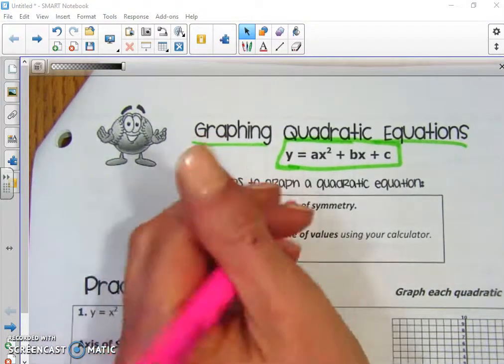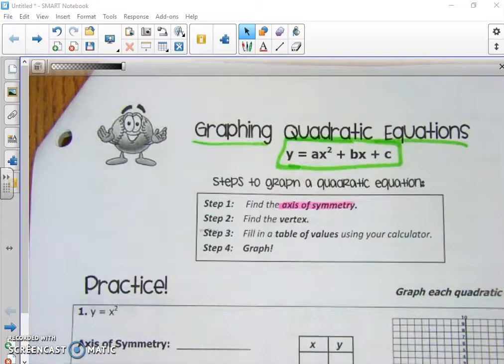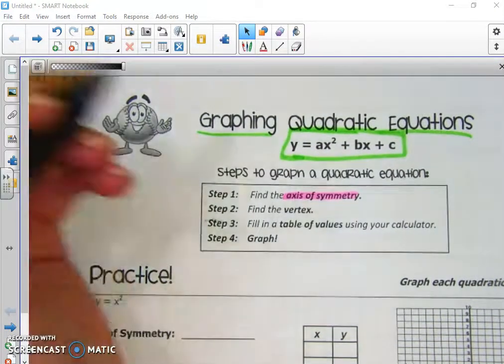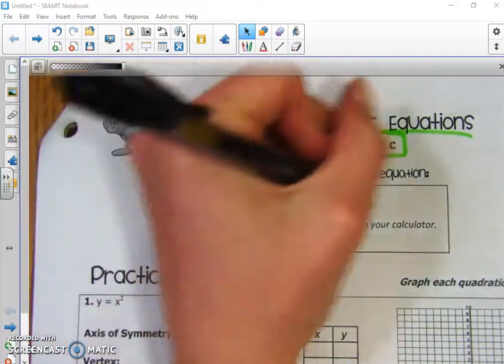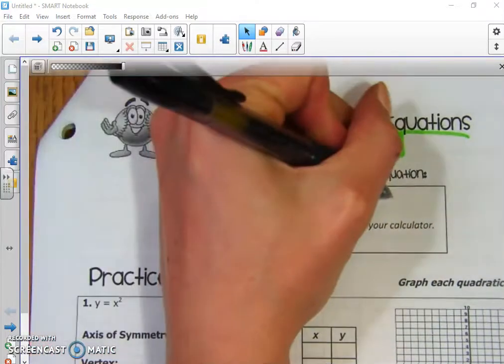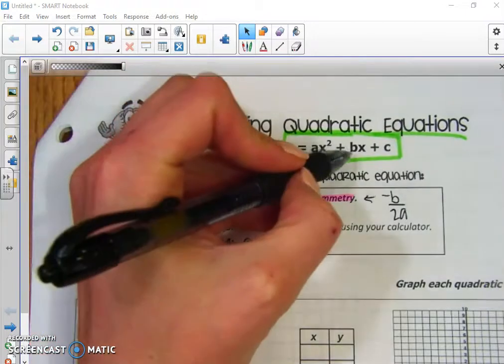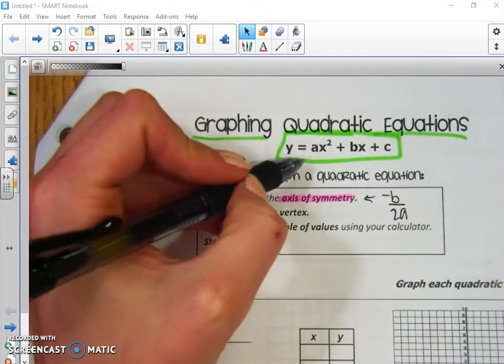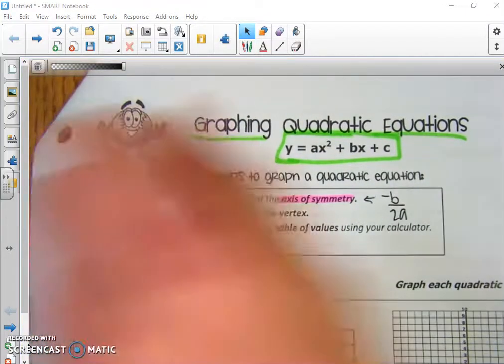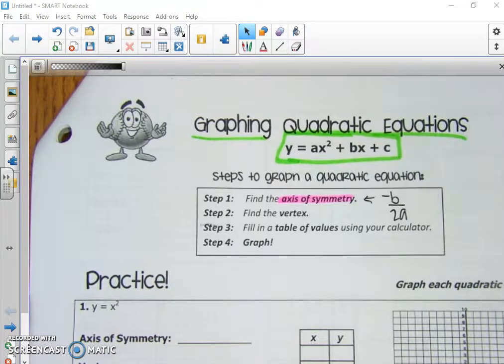Here's step 1. Find the axis of symmetry. Remember from our previous notes, the axis of symmetry is found by doing this formula: negative b over 2a, where b is the coefficient with the second term and a is the coefficient with the first term. The next step is find the vertex.